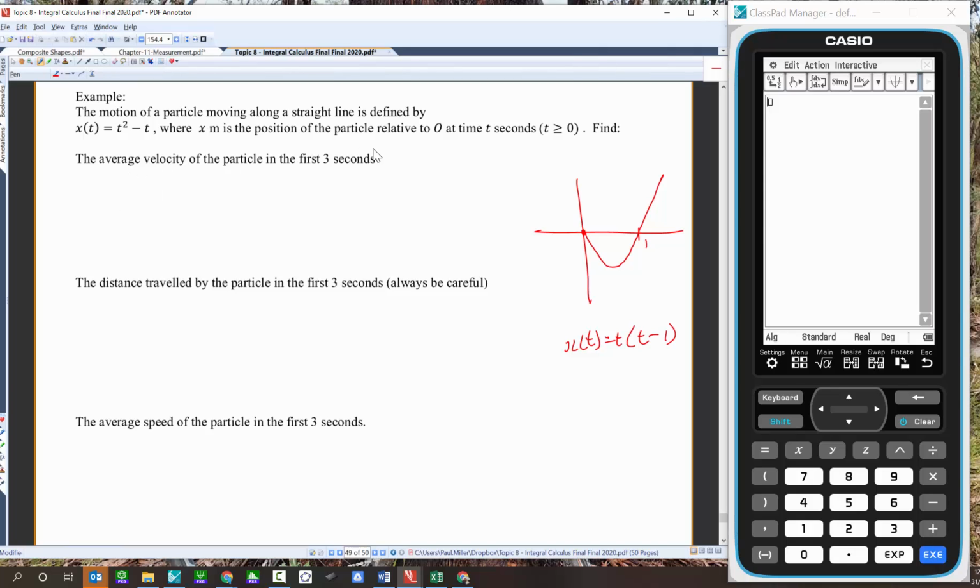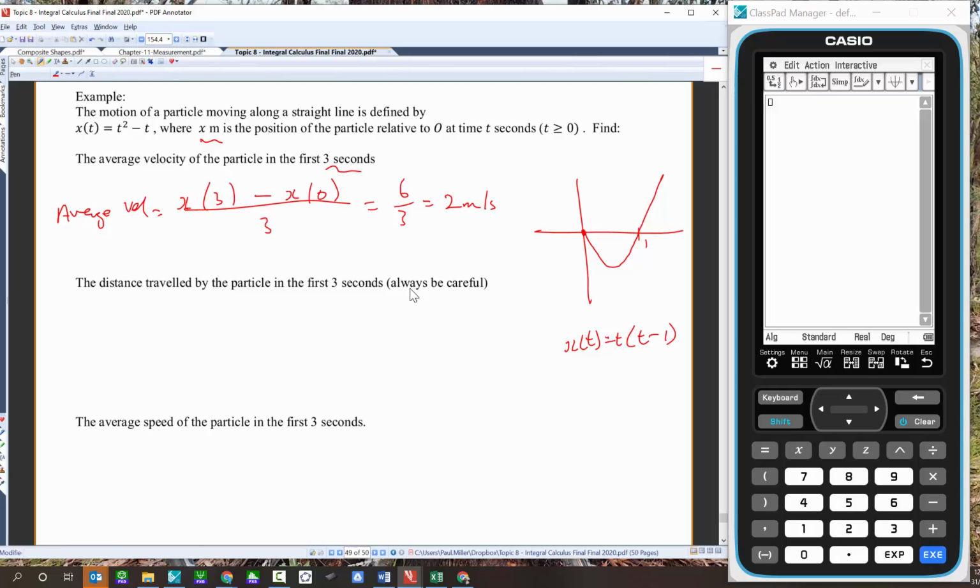Anyway, for the average velocity, we want the first 3 seconds, so we're going to go x of 3 take away x of 0. Average velocity, remember, is the change in position with respect to time, so we're going to work out the position change, and that's over 3. When I put 3 in there, I've got 9. 9 take 3 is 6, over 3 is equal to 2 meters per second.